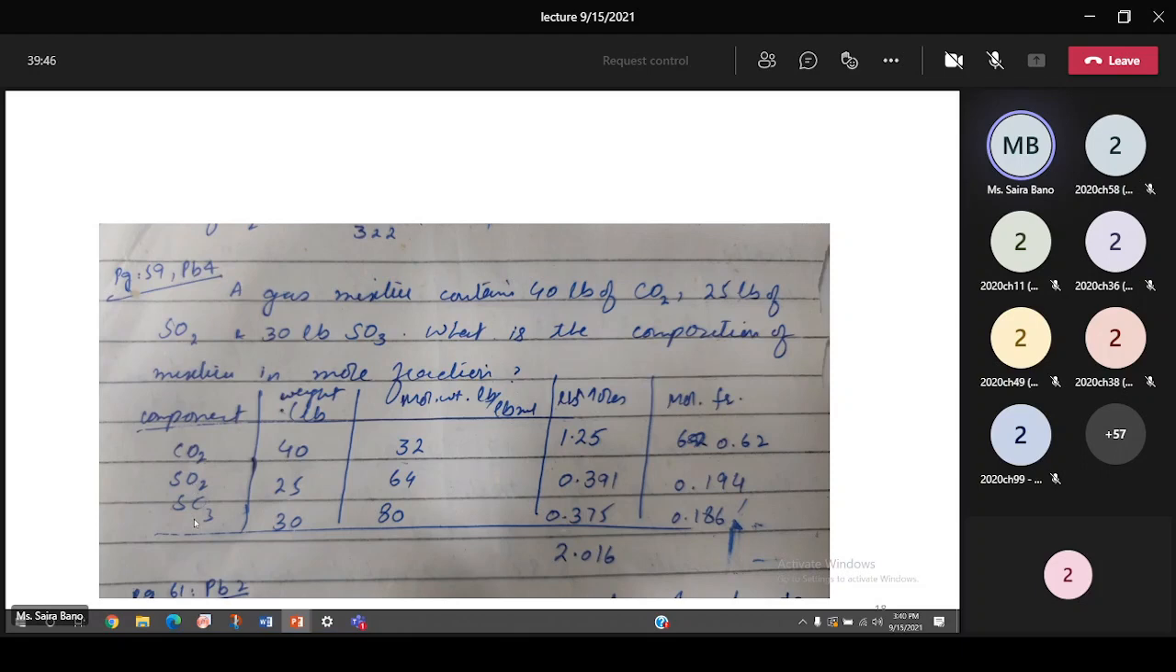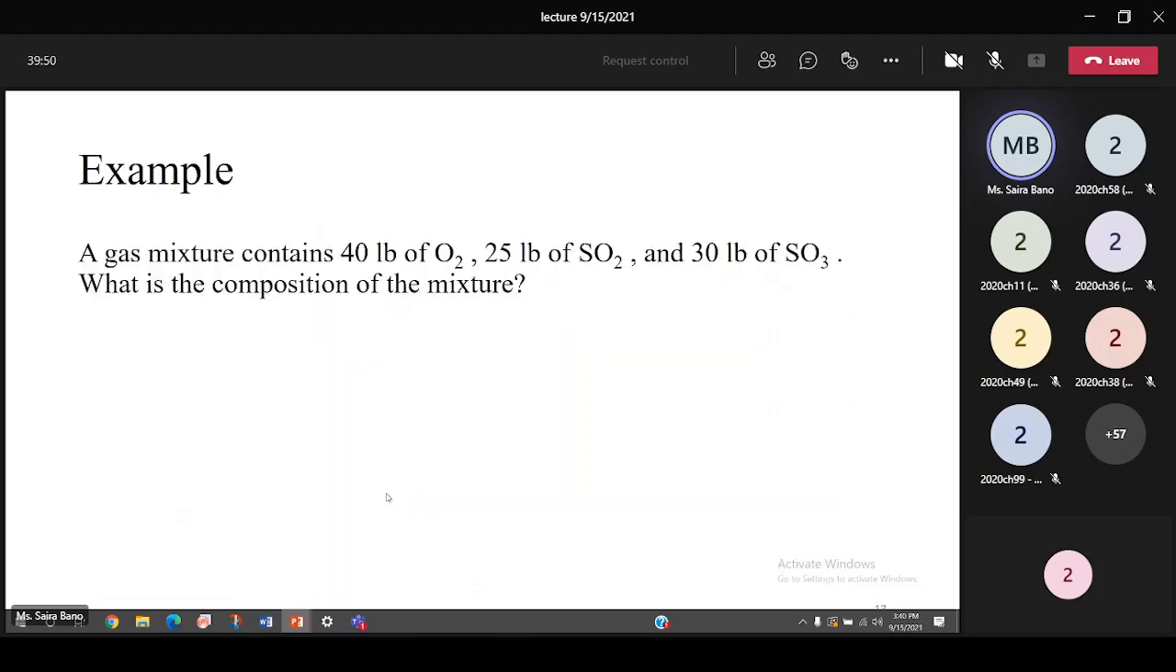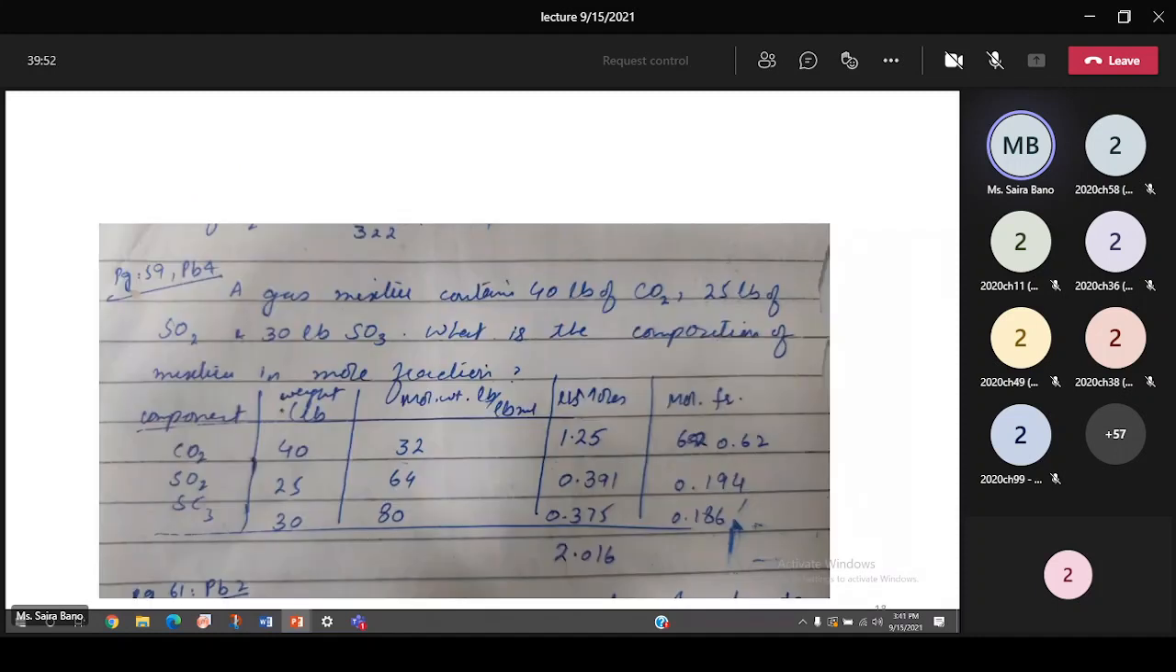All 3 components. Sorry, was it with oxygen? Sorry, here it is not carbon dioxide, it is oxygen. Okay, this is a mistake. It's actually oxygen.